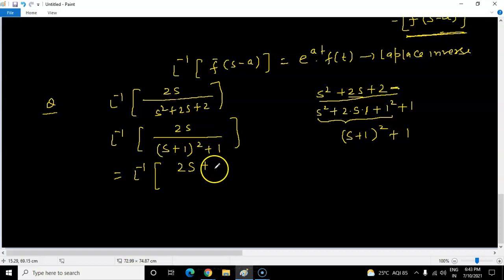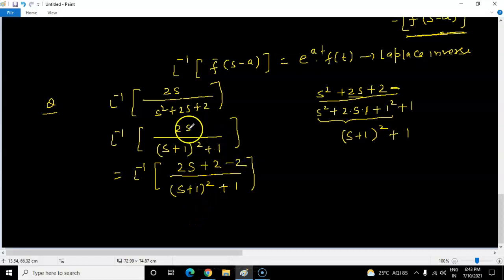So if I write it here like 2, I can take 2 common here. So this becomes s by s plus 1 whole square plus 1. Now you can take 2 common here, right? So if you added 2 here, we have to subtract 2 also here.